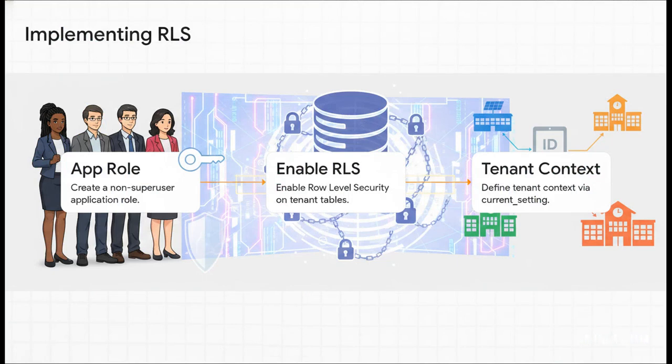So how do you actually build this invisible fence? It's highly technical, but it really boils down to 3 core actionable steps. Step 1, create an application role that is explicitly a non-superuser. Step 2, enable row-level security on your shared tenant tables, which essentially locks down and hides all rows by default.